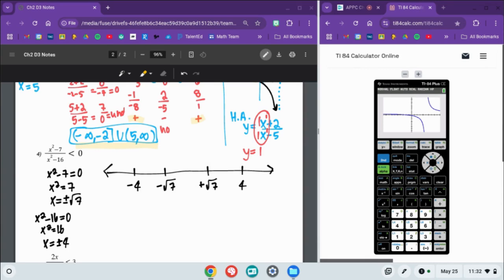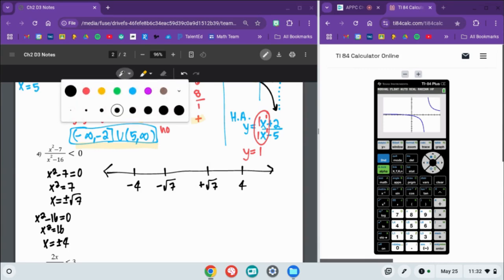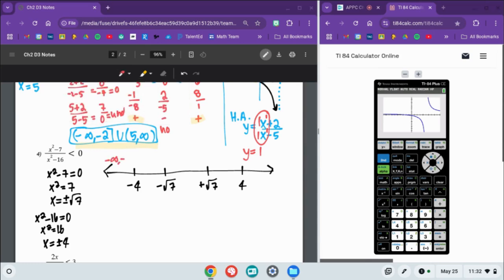All right, so now I have 5 regions to test. So I need to test something between -infinity and -4, something between -4 and negative square root of 7, something between negative square root of 7 and positive square root of 7, something between positive square root of 7 and 4, and then something between 4 and infinity. All right, so I'm going to pick out some numbers to test. So let's go with maybe -5, -3, 0 is a good one for there. We'll go with 3 and 5.